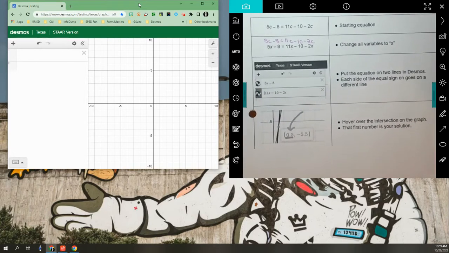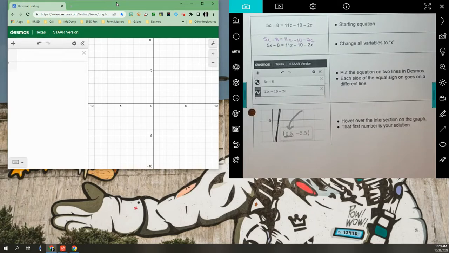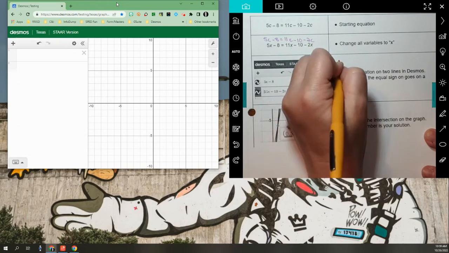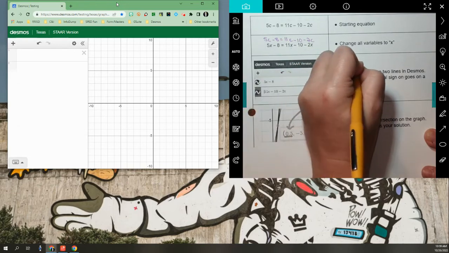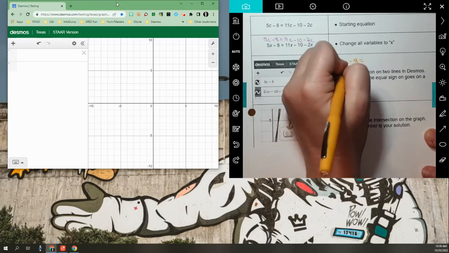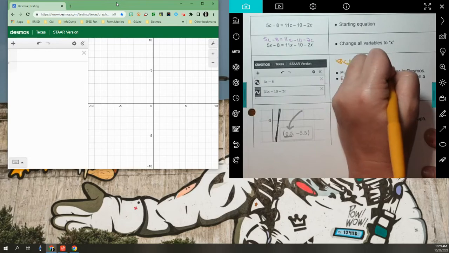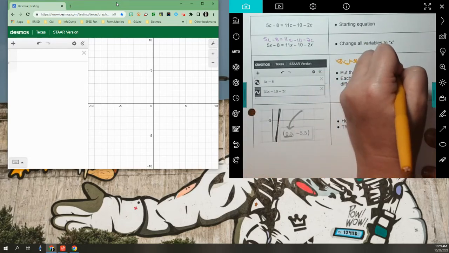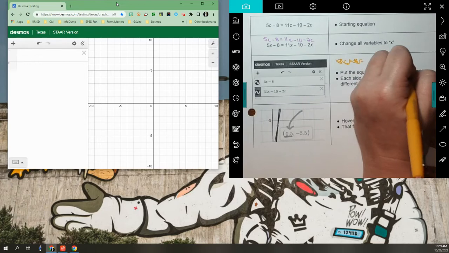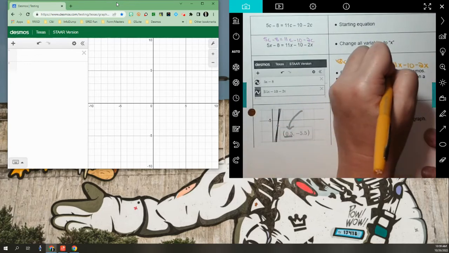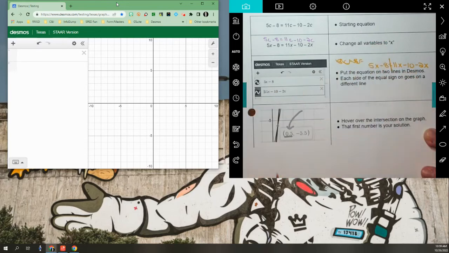Okay, so you have your starting equation. You changed all your variables to x. Now, you are going to put the equation in on two lines in Desmos. And you're using the equal sign to split it. So you have 5x minus 8 equals, not c, I'm so sorry, 5x minus 8 equals 11x minus 10 minus 2x. And you're going to split it at your equal sign.